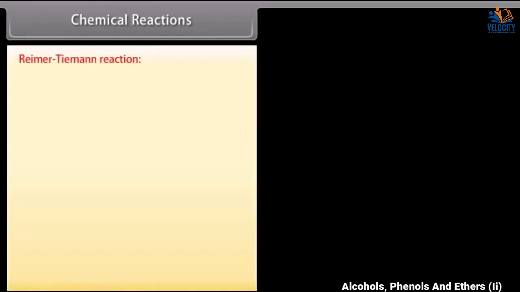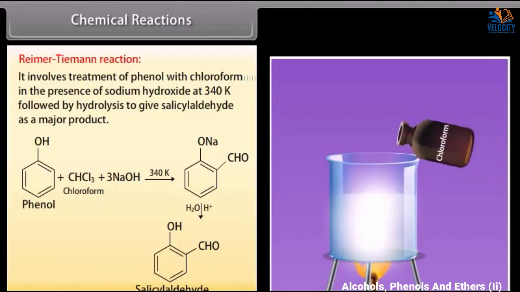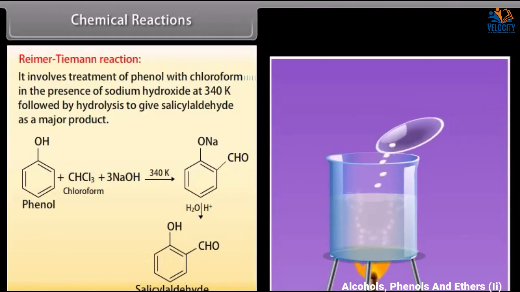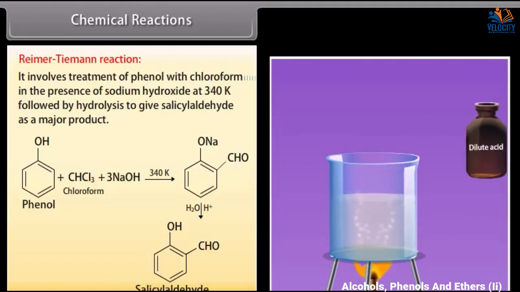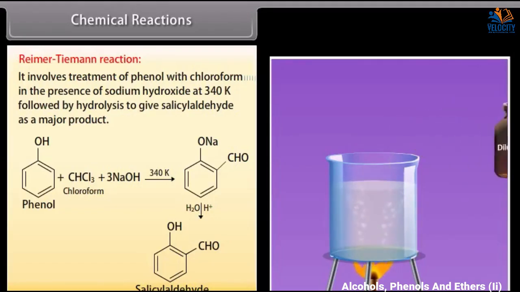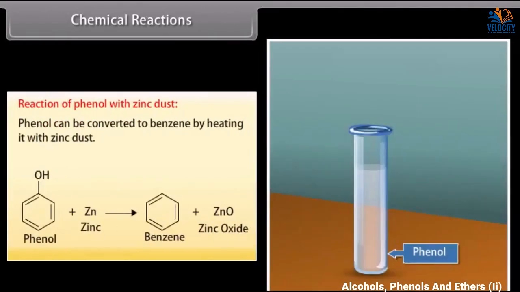Reimer-Tiemann reaction. It involves treatment of phenol with chloroform in the presence of sodium hydroxide at 340 Kelvin, followed by hydrolysis to give salicylaldehyde as a major product. Reaction of phenol with zinc dust. Phenol can be converted to benzene by heating it with zinc dust.